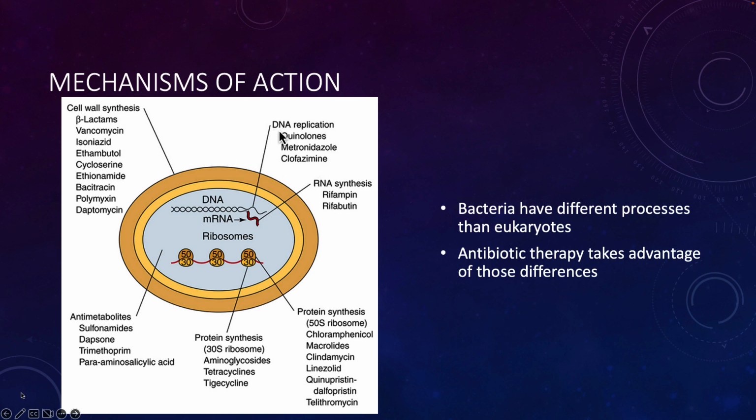They use slightly different enzymes to do DNA replication. They're homologous, but they're not exactly the same. They use slightly different enzymes to do RNA synthesis. They use different ribosomes to do protein synthesis. So they have different rRNAs and different ribosomal proteins. And they make different metabolites. So if we can take advantage of the differences, of which there are many, we can have antibiotics that work.